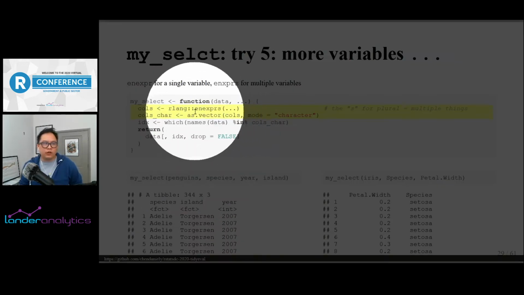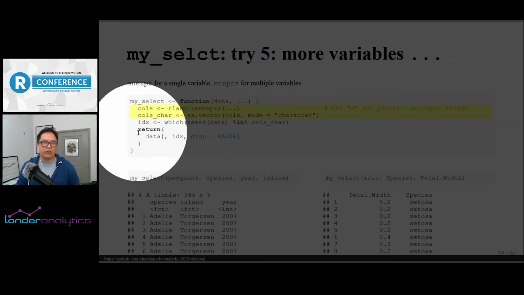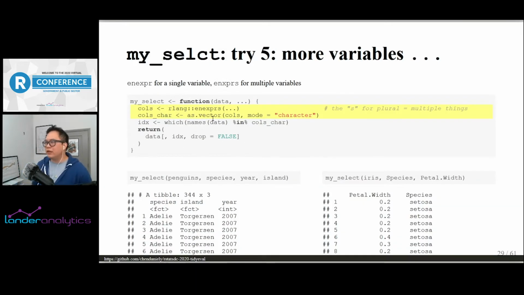Before, we showed you a function called nexpr. If we put an s at the end of it, nexprs, it will be able to capture the list of expressions that was passed in. So what I did was take the list of expressions, convert it to a character, and then do regular R things to get the index position and subset that way. And you'll see it works for both a tibble and a data frame.